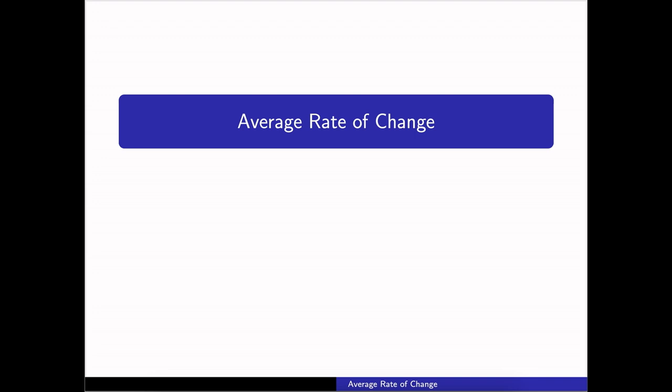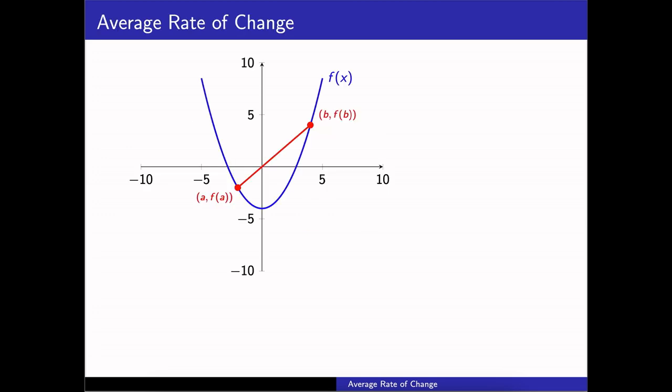Okay, so we're going to take a look at finding the average rate of change of a function between 2 points. What the average rate of change is, it sounds kind of scary, but it really is just finding the slope of a line between 2 points on a graph.